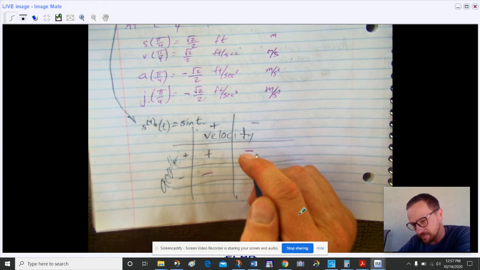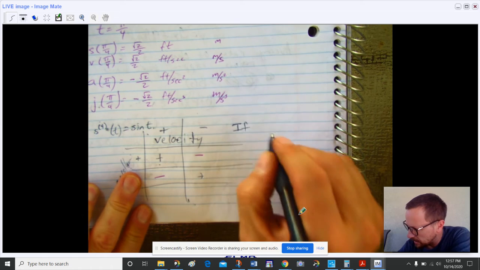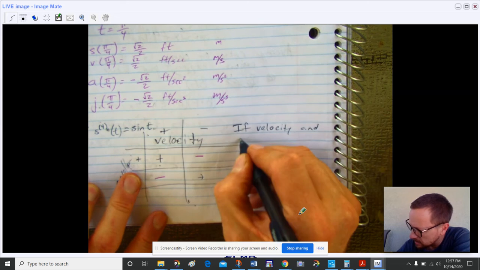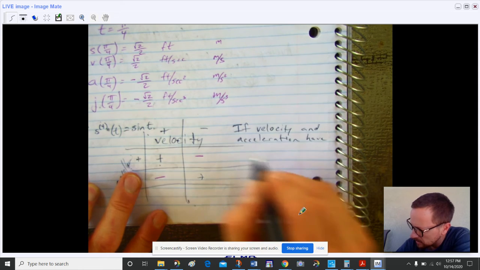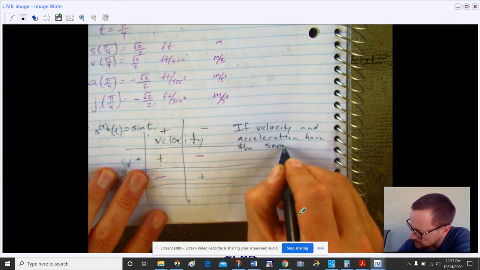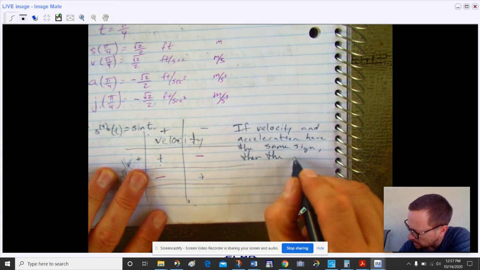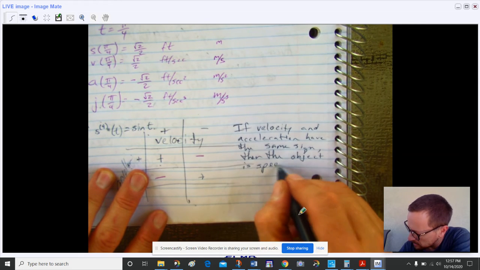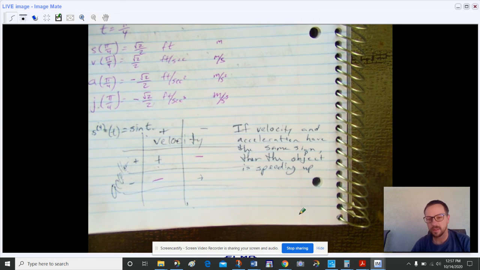Now, what this means then is that if the velocity, so this is real important, okay? If you don't write anything else down for a while, then write this down. If velocity and acceleration have the same sign, then the object is speeding up. There we go. If velocity and acceleration have the same sign, then the object is speeding up.